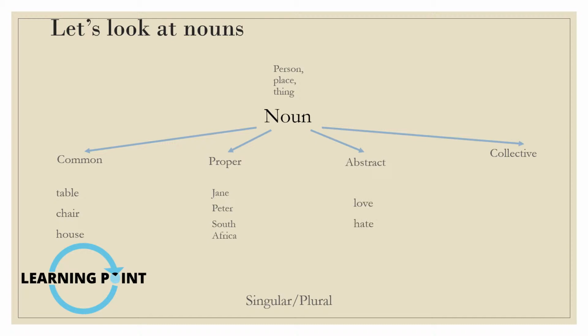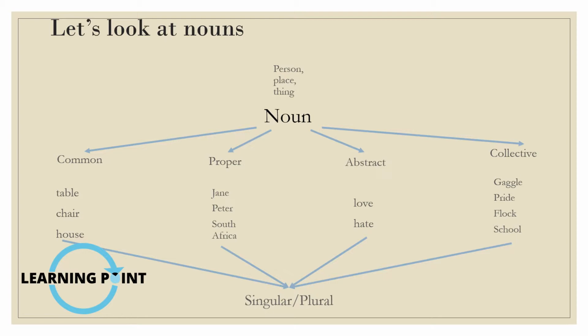Abstract nouns are things that you can't really see or touch, like a person or a thing or a place. It's more something that you feel. It's more your feelings, like love and hate. And then a collective noun is in the name. It collects many things together. And all of these nouns are either singular or plural. Then we mustn't forget, what is the word that describes the noun?